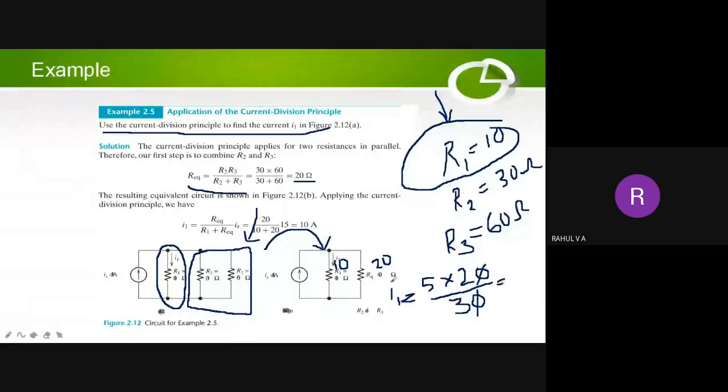Okay, just a minute. Okay, sorry. Current is actually 15 ampere. You can see it is actually not clear in the diagram. So 15 into 20 divided by 30. You can cancel the 0, and then this is actually 5, and the result is 10 ampere. Current through the I1 resistor is 10 ampere. All of you clear with this formula or problem?